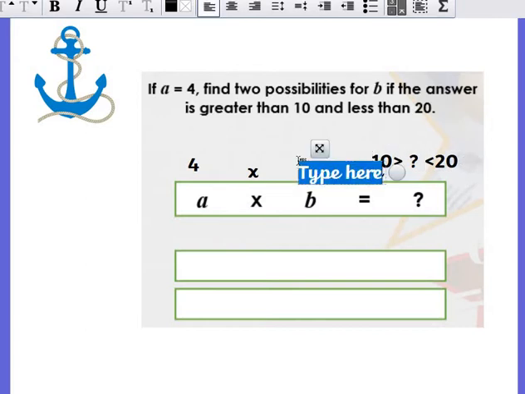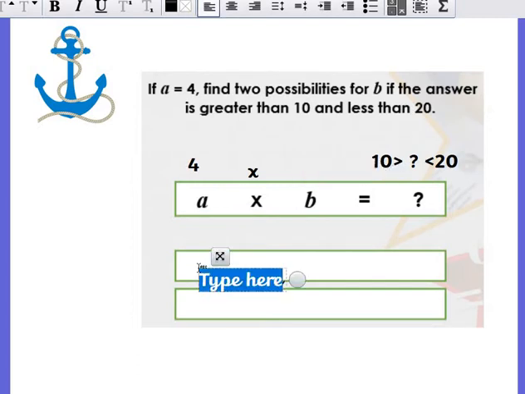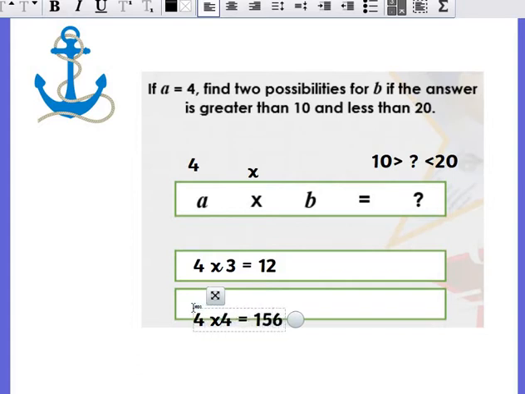4 times 1. Well, we know 4 times 1 is 4, so it's not going to be that. 4 times 2 is 8. So it's not going to be that because that's less than 10. 4 times 3 equals 12. So it could be 12. And 4 times 4. So B could be 4 as that equals 16. Okay, so we've got our answer as 3 and 4.